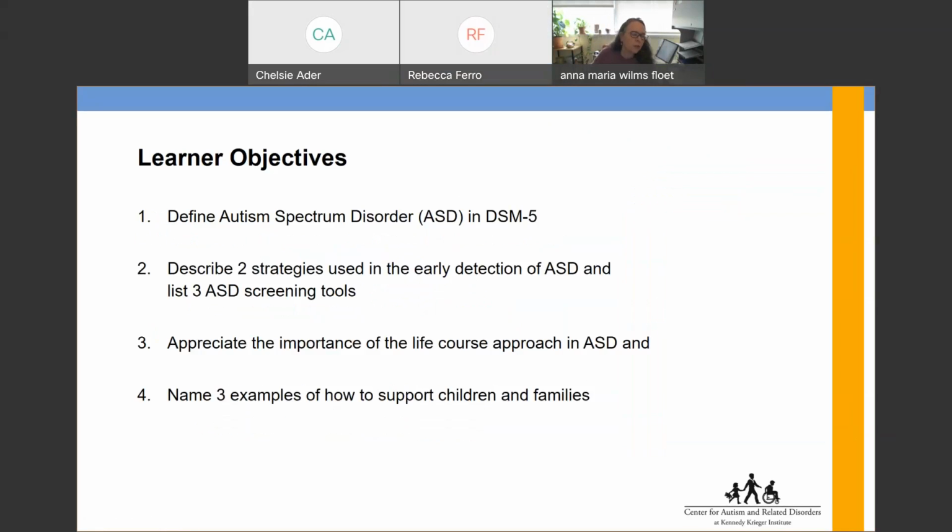Okay, so the learner objectives for this afternoon are to define autism as it's currently defined in DSM-5, to describe two strategies that are used in the detection of autism spectrum disorder, and to give a list of screening tools that are available. And the third part of my presentation is to delve a little bit into the importance of the life course approach in autism and give you a few examples on how to support children and families.